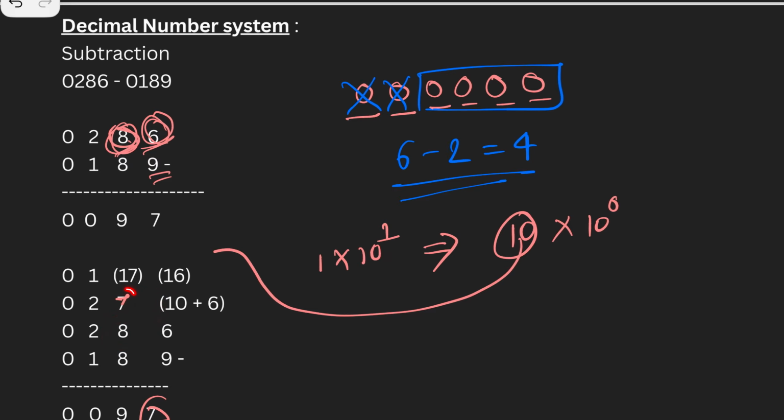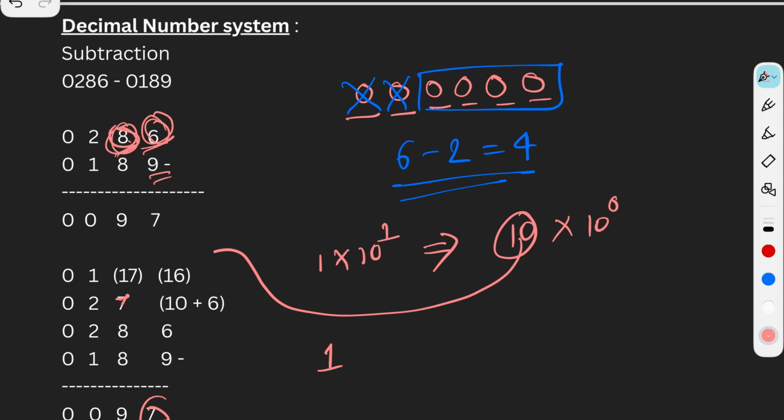Again the same problem. You cannot take away 8 objects from 7 objects. So you need help. So who is going to help you? Well, this 2 is going to help you. This 2 will provide 1 to this particular 7. Now 1 at the 100's place is going to be something like this.